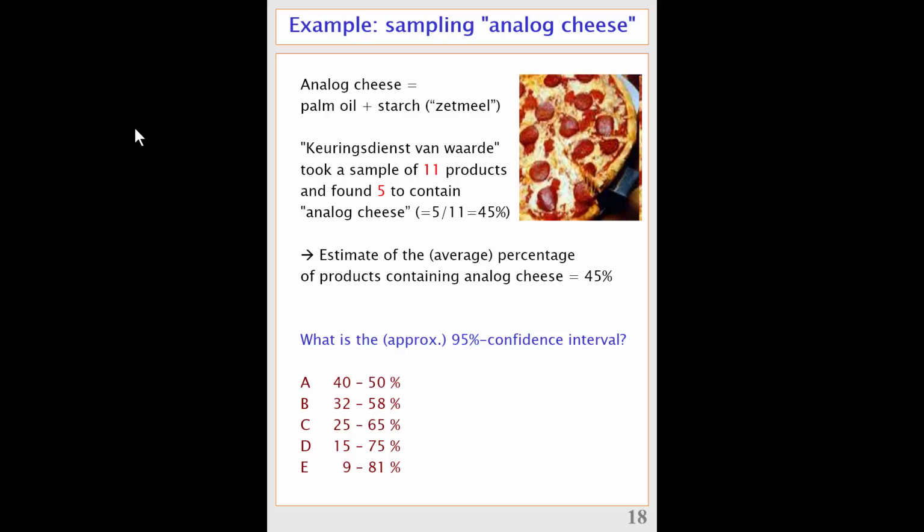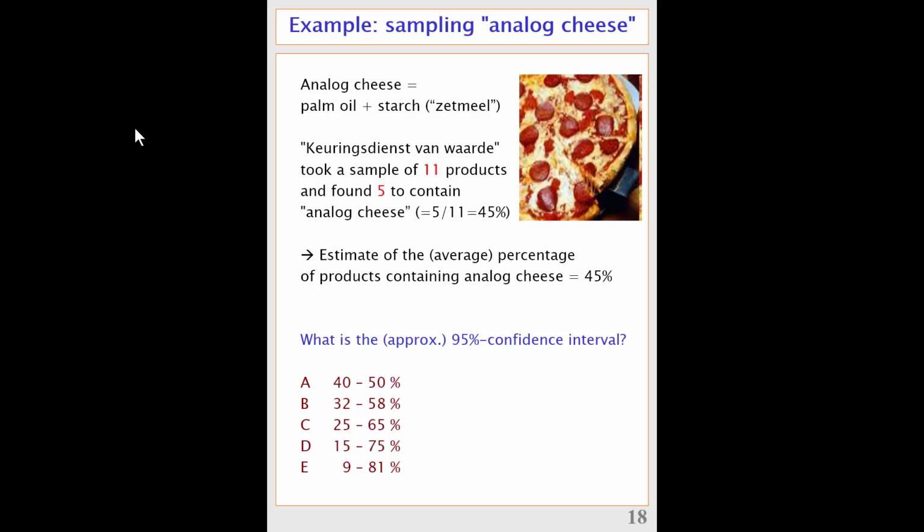And in fact, for some of the pizzas, if I remember correctly, they found that there hardly was any cheese in there. So basically what you're tasting is the idea of cheese and not so much actual cheese that is on the pizza. So what they did was they took a sample, 11 products from a supermarket where, let's say, analog cheese might be in there, and they found that 5 out of 11, or 45% actually, contained analog cheese, so fake stuff, so to speak.